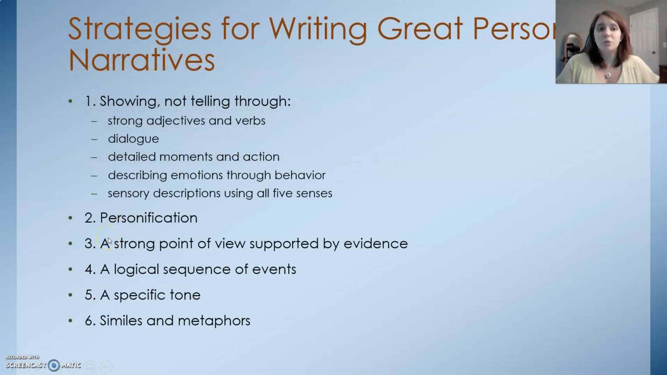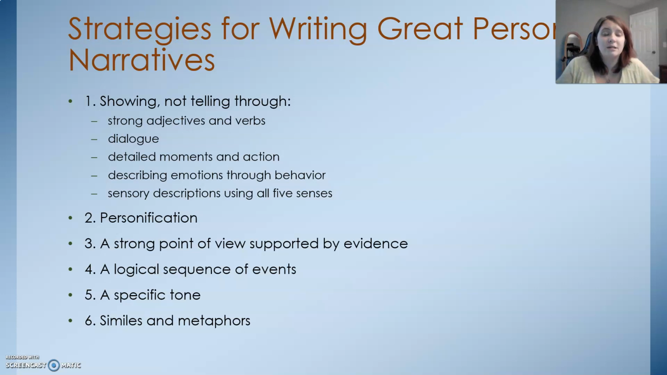So first thing we're going to do is review what strategies for writing we should use to make a great personal narrative. These are things that we've actually talked about throughout the unit. I just want to do a quick recap of them. So for the first one, showing, not telling. You can show, not tell through strong adjectives and verbs, dialogue, moments and actions, describing emotions through behavior, and sensory descriptions using all 5 senses.